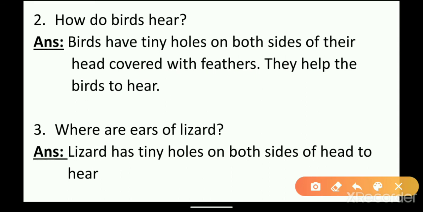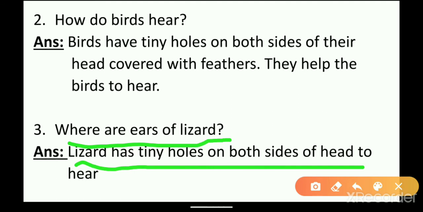Next, where are the ears of a lizard? Lizards have tiny holes on both sides of their head to hear. Next question.